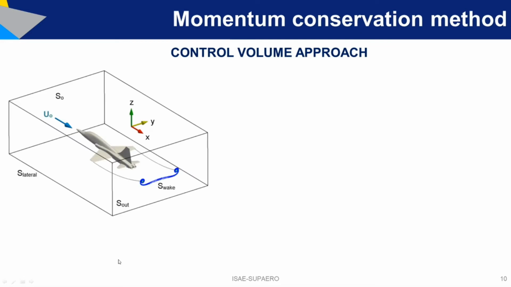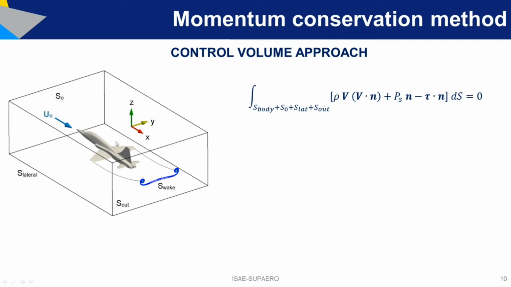Let's consider, for example, an aircraft, and a control volume surrounding this aircraft with our aerodynamic reference frames as defined before. The external control volume is defined by several surfaces: the upstream surface, the lateral surfaces, and the outlet surface. So the idea behind the momentum conservation method is to apply the momentum conservation equation to the control volume surrounding the aircraft.